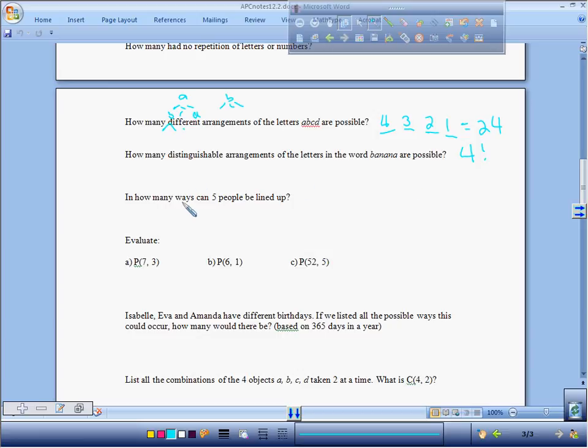If you could repeat those letters, it would be 4 times 4 times 4 times 4. But you have to use all 4 of those letters, each letter once. So for instance, if you have 5 people in a lineup, how many different lineups could you have? 5 times 4 times 3 times 2 times 1, or 5 factorial, or 120.